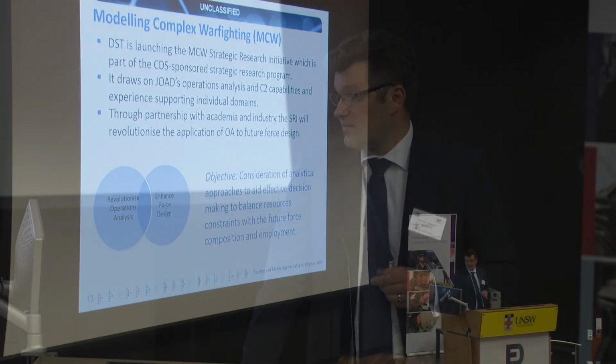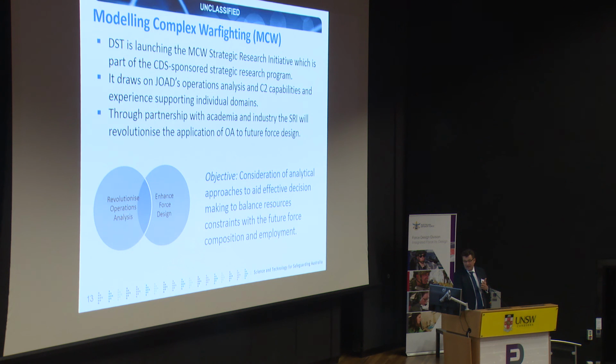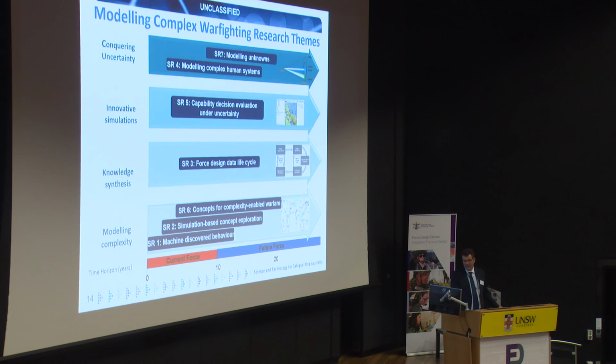It does draw on JOAD's experience. So the Joint Operations and Analysis Division is about 270 people, and all areas are contributing to this area. And the objective is to look at analytical approaches to aid effective decision-making to balance resource constraints with the future force composition and employment. So my last slide, this is the 4 major thrusts for the Strategic Research Initiative of conquering uncertainty, simulation, knowledge synthesis, and modelling complexity. And then we have arranged 6 different strategic activities that are specific programs.